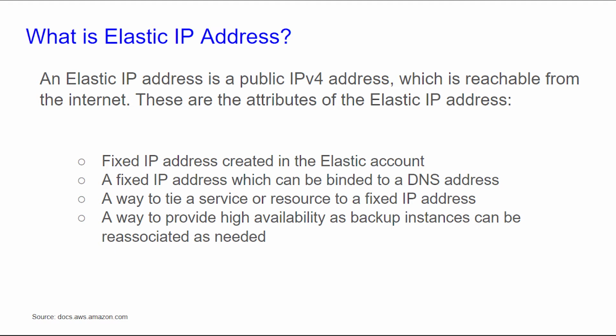Here are some of the attributes of the elastic IP address. It has a fixed IP, and it can be bound to a domain name service or DNS address, a way to tie a service or resource to a fixed IP address. And it is a way to provide high availability, as backup instances can be reassociated as needed.